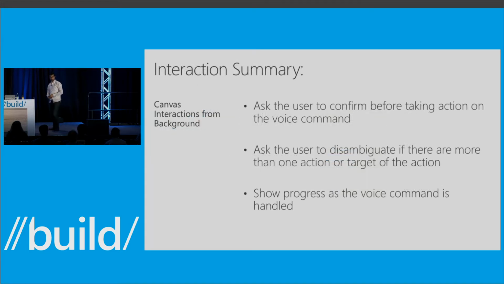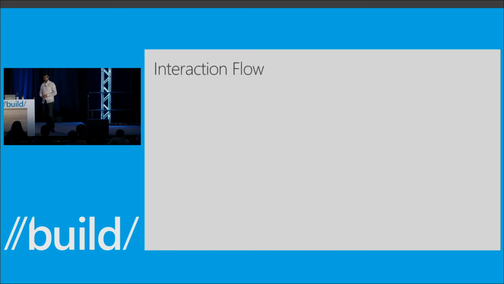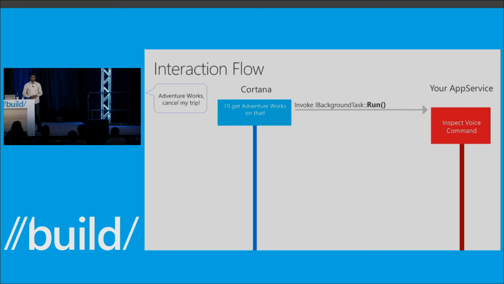So in summary, you can interact with Cortana from a background task using voice commands, and you can ask for confirmation or you can ask for disambiguation, and you should show progress. Now, what's the interaction flow in detail? Everything starts with the user saying, "AdventureWorks, cancel my trip." Cortana gets invoked, and it recognizes it's your background task, so we call the run method, and your application service runs. Now, at this point, I'm going to use the green bar here to indicate that this process currently has the flow. And I apologize at this point if you're red-green colorblind.